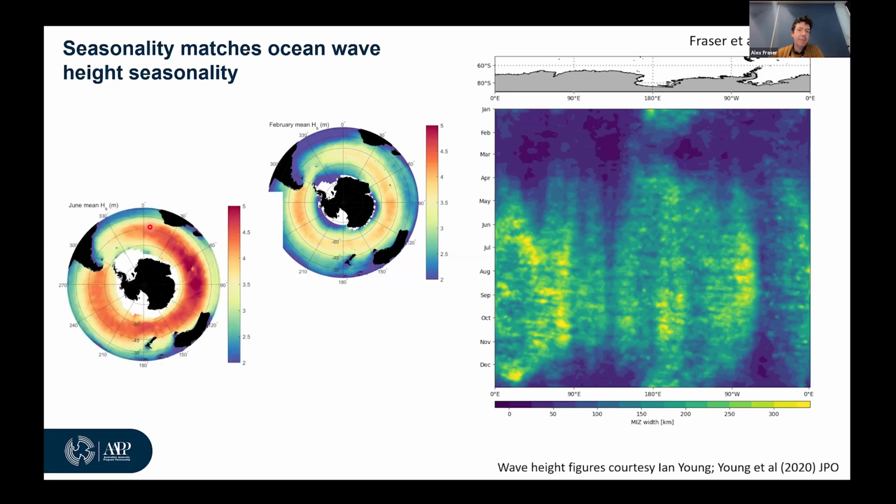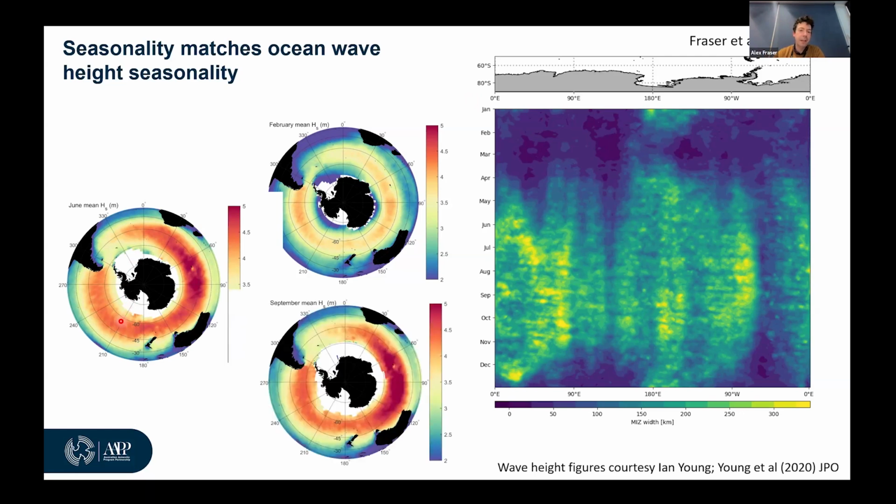By about June, the wave height has increased quite a bit, but more importantly, the ice edge has started to reach northerly enough that it's seeing those high wave heights. And this continues all the way through to September. So I think the position of the high waves in relation to the ice edge goes a long way towards explaining this seasonality of low wave heights in February and high wave heights throughout winter and spring.